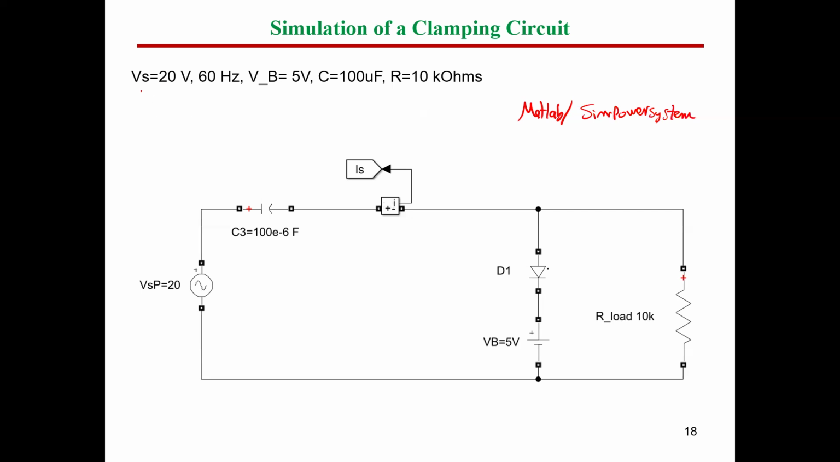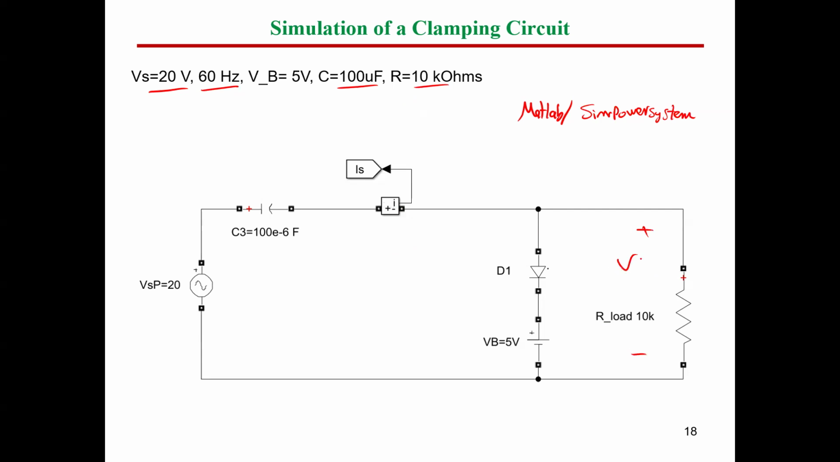So assume that we have a V source equals 20 volt AC, with a 60 hertz supply, and the battery voltage here in our example equals 5 volt. The capacitor is a 100 microfarad capacitor, and we have a load resistor equal to 10 kilo ohms. So these are the parameters we have in our circuit here. And in this circuit, we need to see some waveforms, like for instance, what's going to be the output voltage across this load.